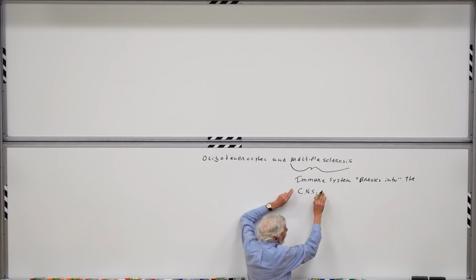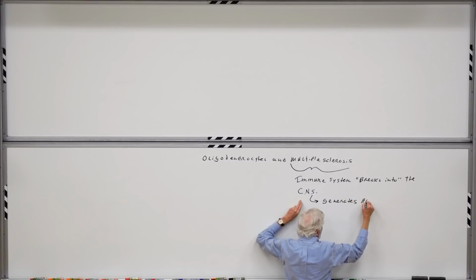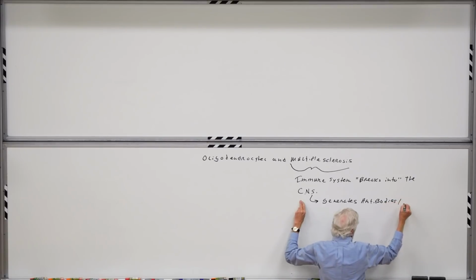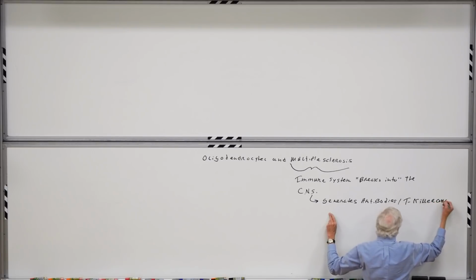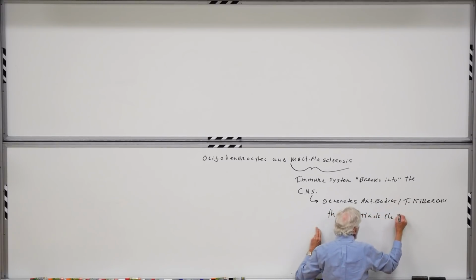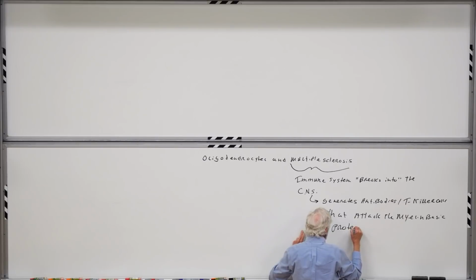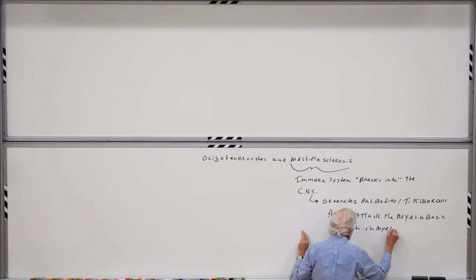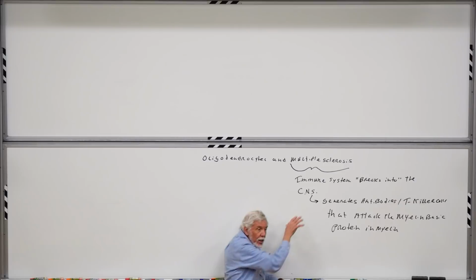What we do understand is that when the immune system breaks into the central nervous system, it generates antibodies and T killer cells that attack the myelin basic protein in myelin. Well, when the antibodies attack the myelin basic protein in the myelin, it basically destroys the myelin sheath around the axon.